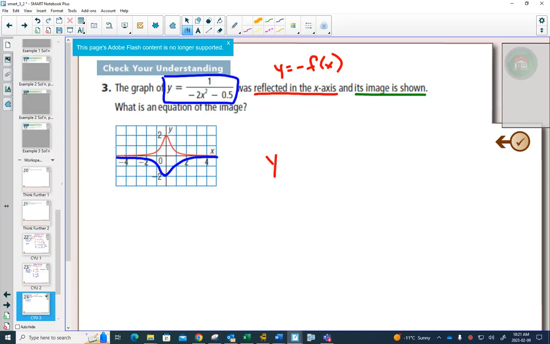So we see how all these different representations are going to be really important, because now to write this equation of the new red one, all I have to do is take the old equation, which was this, and put a negative in front. That's what this notation y equals negative f of x means. It says take your original function and just put a negative in front. That's what algebraically is happening.